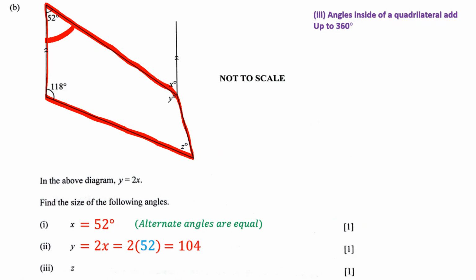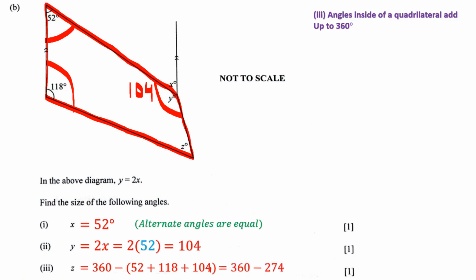We already know that this is 52, this is 118, this is 104, and this is 104. So all we need to do is add these three angles and then subtract their sum from 360. So we have 360 minus (52 plus 118 plus 104), which is 360 minus 274. And 360 minus 274 is definitely 86. So z equals 86 degrees. Okay, let's move on to the next question.